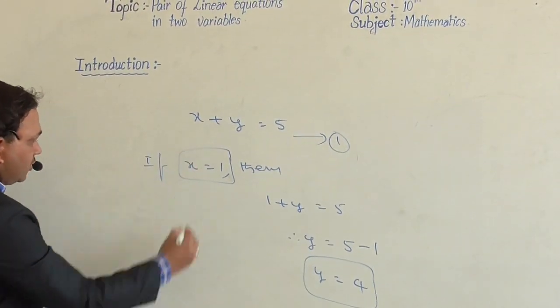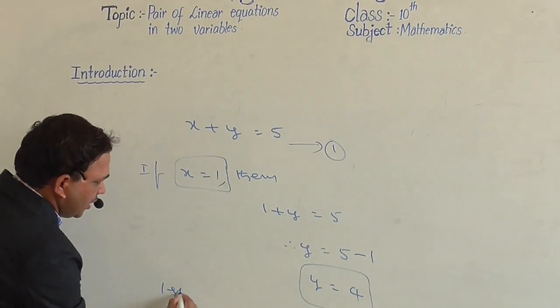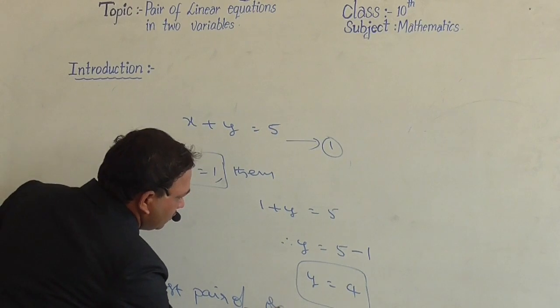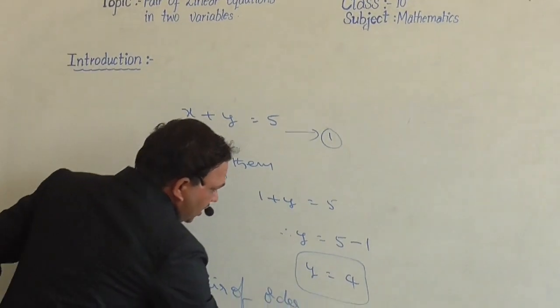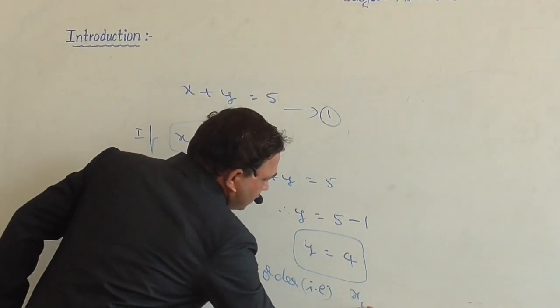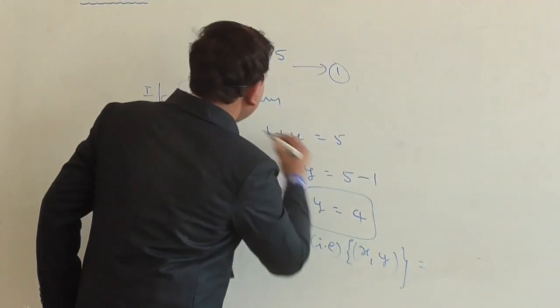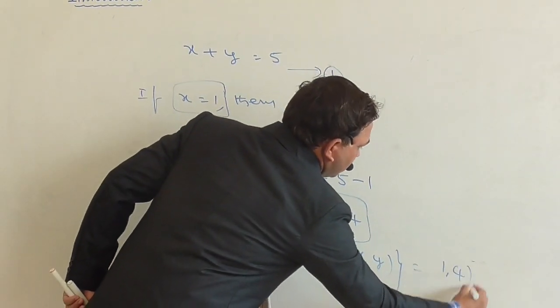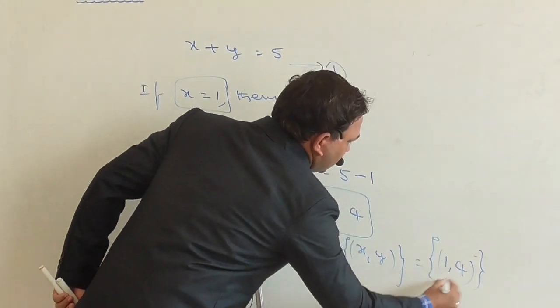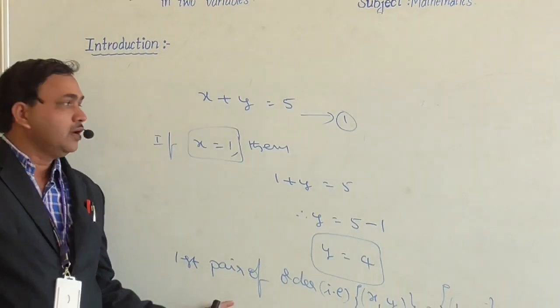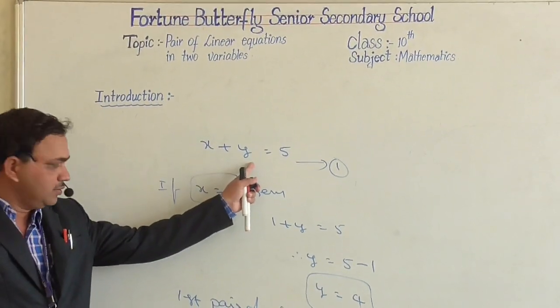Next, this is the first pair of order. First pair of order, that is x comma y is equal to 1 comma 4. So this is the first pair of the order given the first equation.